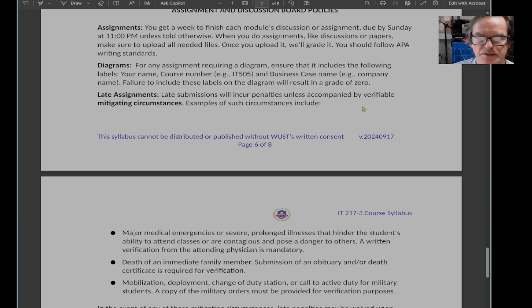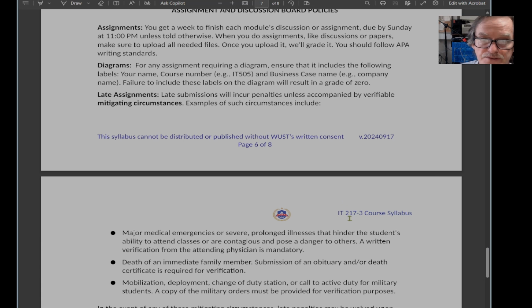Late assignment policy. This is important. You lose points for late assignments. Now, if there are valid excuses that you let me know about in advance, unless it's a true emergency, and then you can let me know about that as well and provide proof of the emergency, proof of some issue, some problem that prevents you getting your work in on time. Let me know, and I'll consider that in figuring out whether your work is late or not.